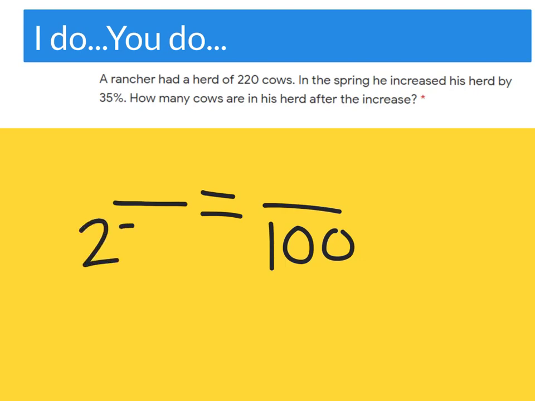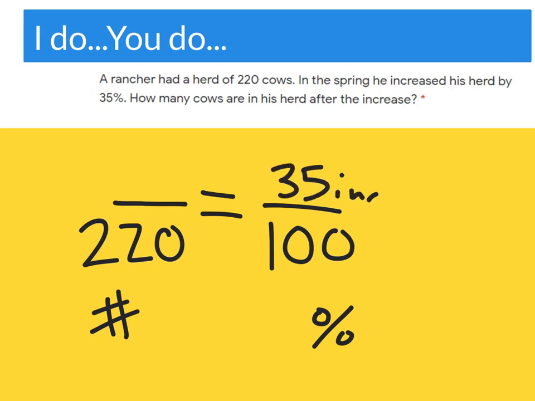Again, we really have kind of like a numbers side and a percentage side of this proportion. So 100% is 220 cows, and then they're going to increase it by 35%. This is the increase. If I increase something by 35%, that means I really have 135% of the original. I'll draw you a picture of that.